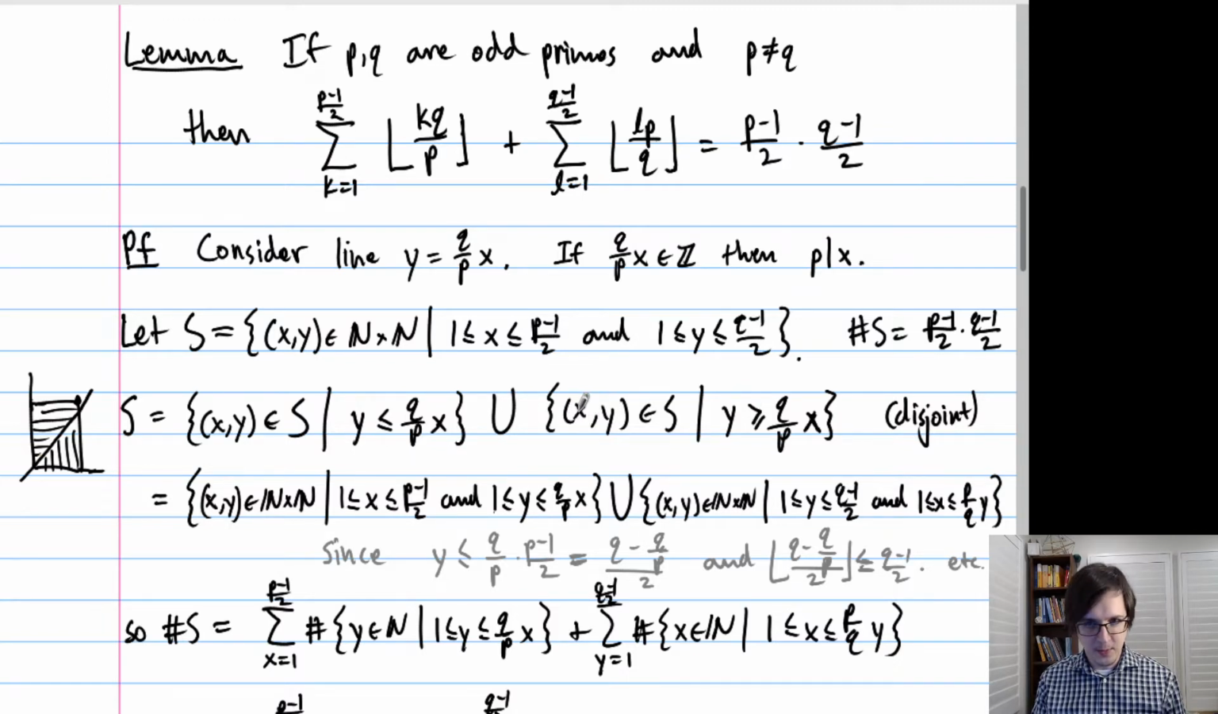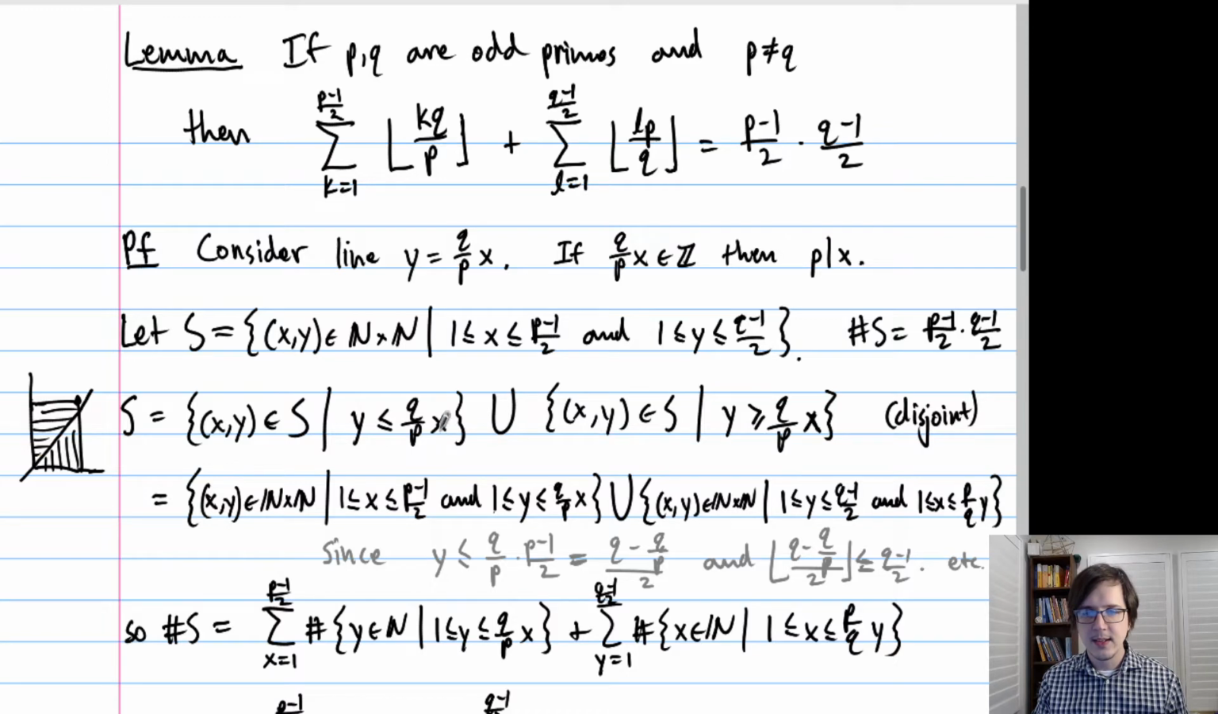If they did have a point in common, then that would be a point that lies on the line, which is why we considered this earlier. And so then p would divide x. But there's this condition here, which is that x is between 1 and (p minus 1) over 2. So just because it's in this range, there's no way that p divides x. So that means that they have no points in common, and in fact, these are disjoint.